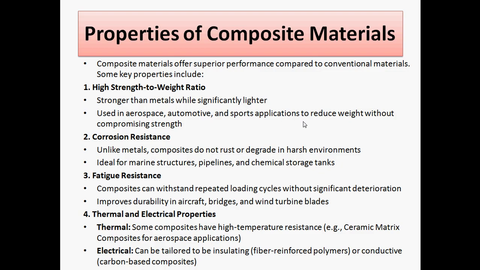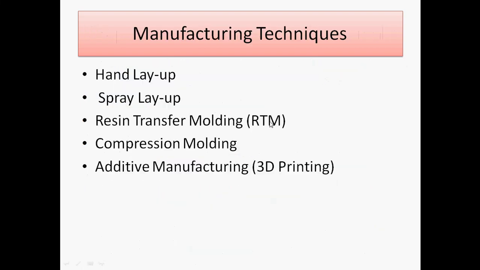Then the fourth one is thermal and electrical properties. In the thermal case, it has a high temperature resistance, for example ceramic matrix composites for aerospace applications. Then electrical properties, that is insulating or conductive, for example carbon based composites. So that is also improved over here. These are the properties that can be offered for the performance of any equipment. So this is the comparison with conventional materials.